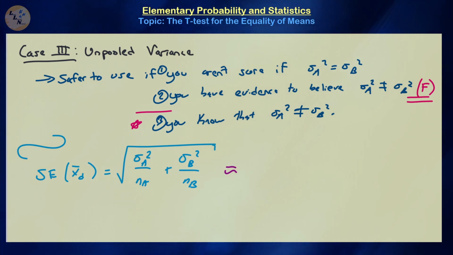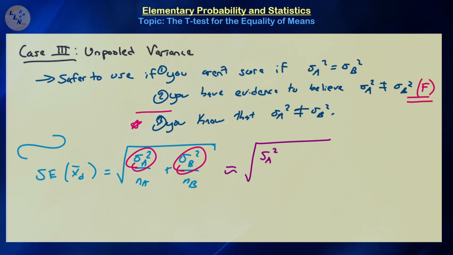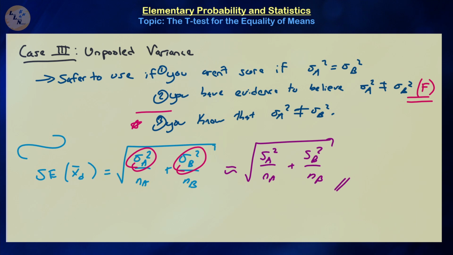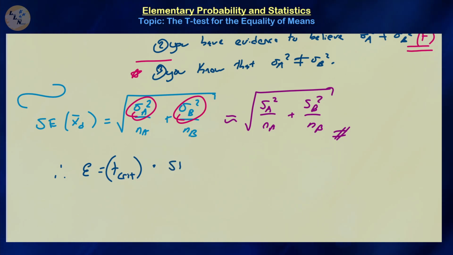So we're just going to approximate the population variance of A with the sample variance of A, and we're just going to approximate the population variance of B with the sample variance of B. So this is just going to be approximately equal to S_A squared over N_A plus S_B squared over N_B. So that's of course the most trivial looking standard error of the estimate for x bar d, and it's the most commonly used one, I guess you could say, because we usually don't know anything about the population variance. Therefore, the margin of error is going to be equal to the t critical value times this standard error of the estimate for x bar d.